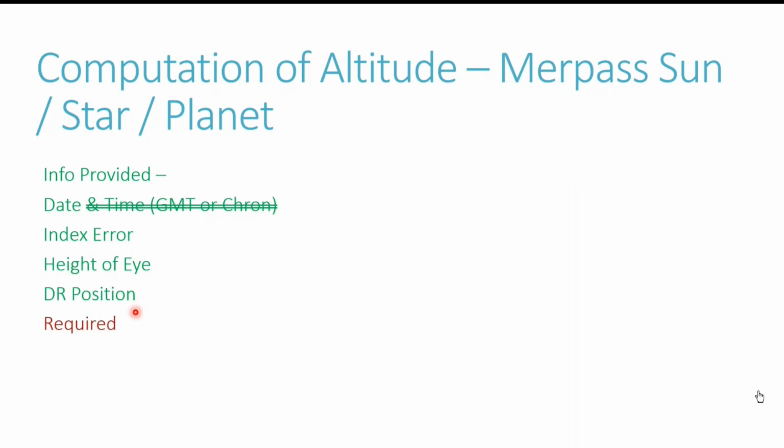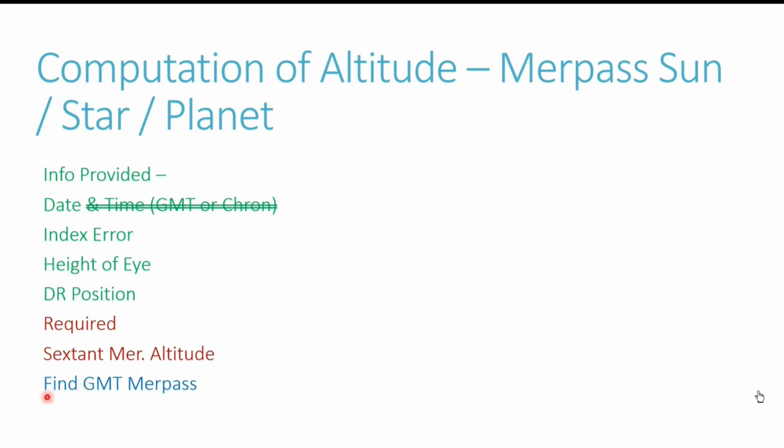So let us now see the items which are required. The item which we require here is the meridian altitude of that particular body. This is what is required to be calculated. Now let us see the stepwise procedure.